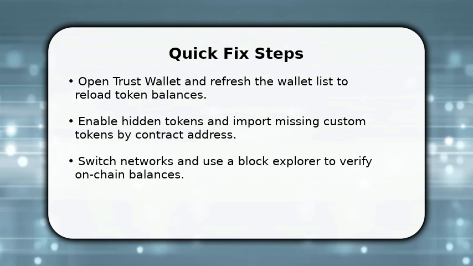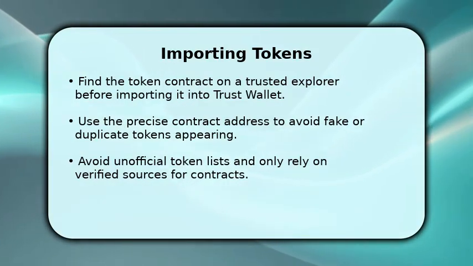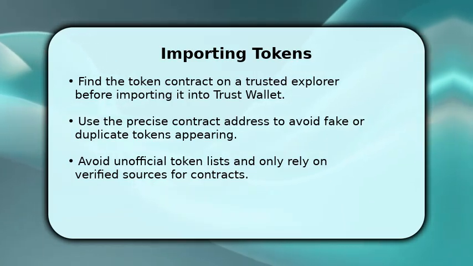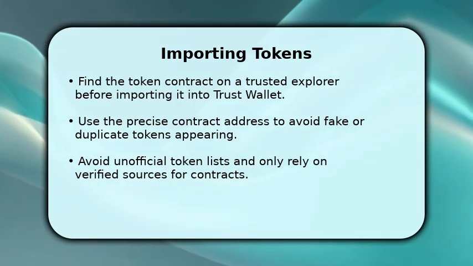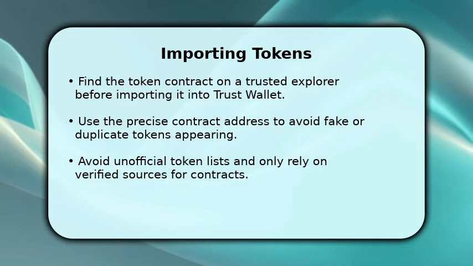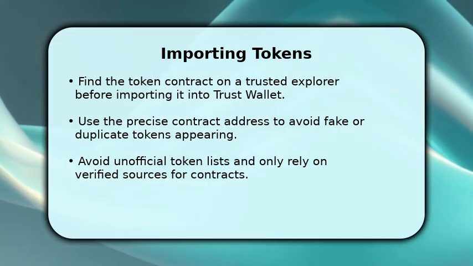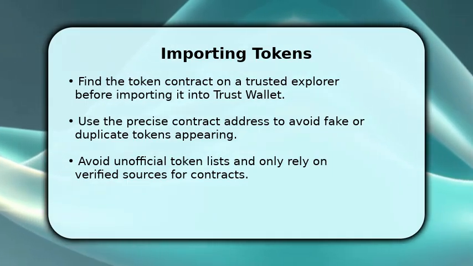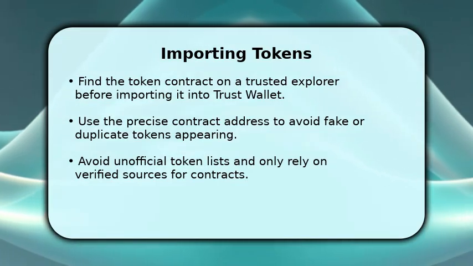to confirm on-chain amounts. Importing tokens safely fixes many missing balance issues, and it is simple when you follow a few steps. Locate the exact contract address on a trusted explorer, then use Trust Wallet's import token function to add it manually. Double-check the token symbol and decimals to ensure accuracy and prevent showing zero balances. This helps the app read on-chain data correctly and display the precise amounts held in your wallet.